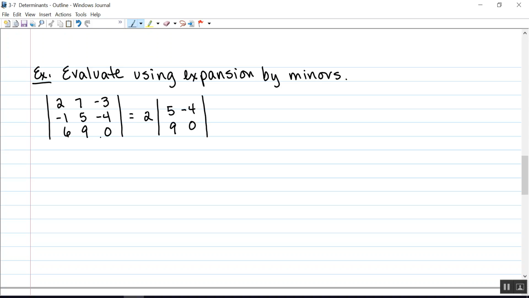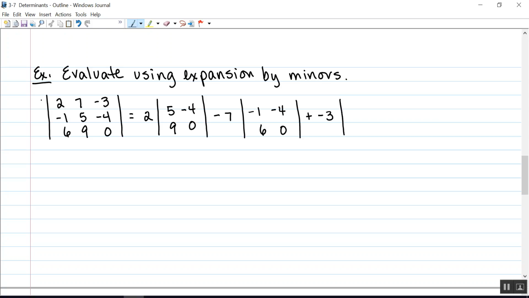So 2 times what remains after I get rid of the rest of that. Now, remember my next term is subtracted, and my value is 7, and I'm going to need a 2 by 2 determinant here, so I'm going to get rid of the row that contains 7 and the column that contains 7 and write the remaining elements: negative 1, negative 4, 6, and 0. And that's a determinant. Now my third term is going to be a negative 3, or plus, remember it's plus, a negative 3.